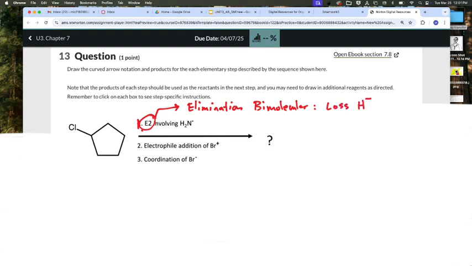I need to lose H+, and I need to gain a pi bond. This one actually gets trickier. Lose H+, gain a pi bond, and lose a leaving group. Oh, that's why I'm having a hard time. This one gets a little bit tricky because we now have 3 different things going on at the same time.